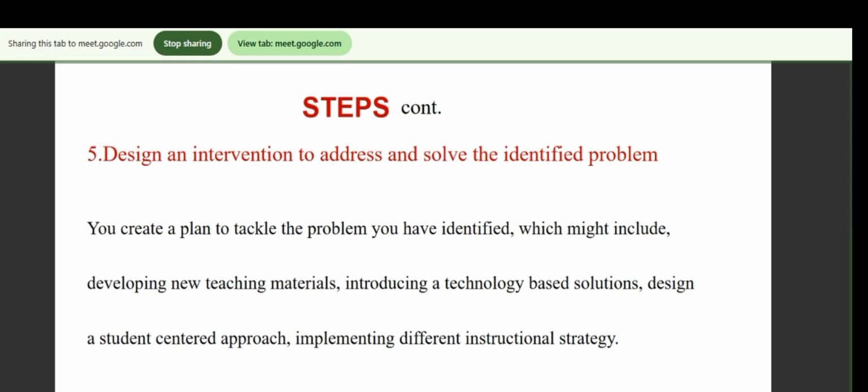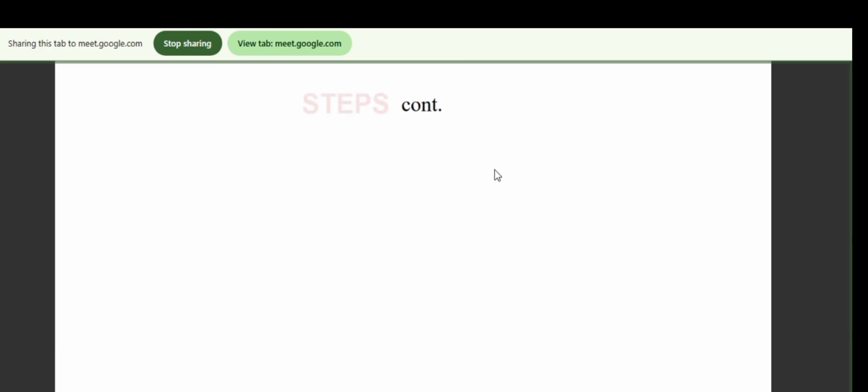You can also introduce a new technology-based solution. So nowadays we can introduce multimedia in solving basic problems in the classroom. We know we have visual students in the class, we have audio learners in the class. So with this multimedia, we include all these technology-based solutions. So we can use that to solve the problem.